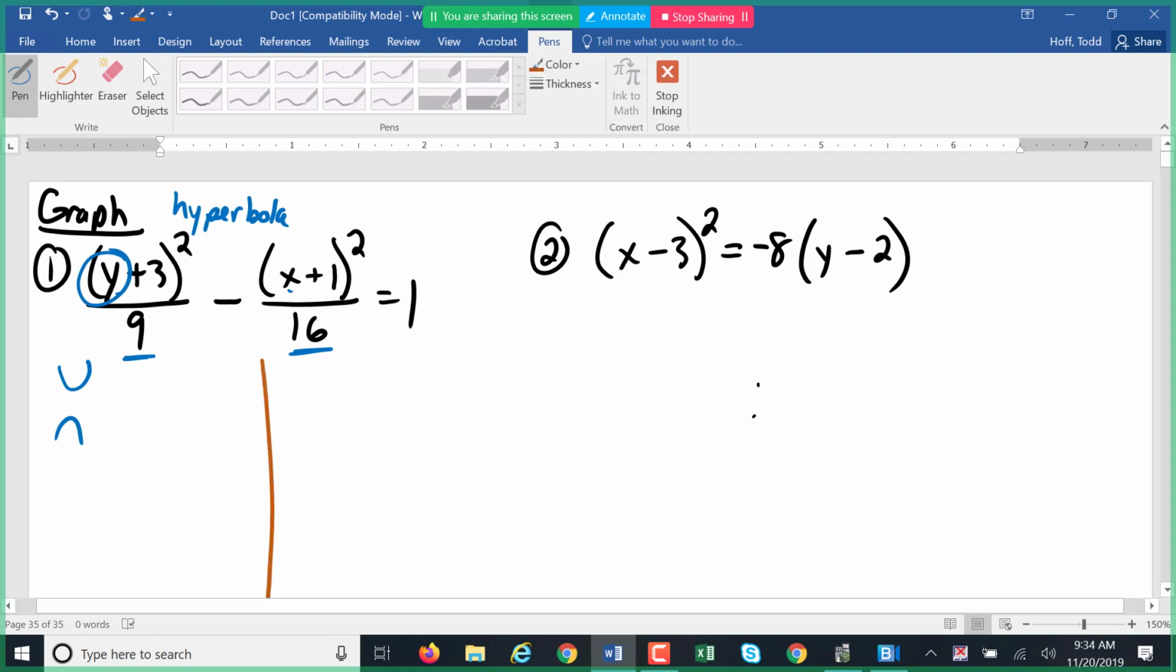So let's find the center of this. The center is still going to go off of the x and y. So x plus 1, remember it's always x minus the x coordinate of the center. So x plus 1, we have to think of that as x minus a negative 1. So that puts us at negative 1. Y plus 3, again, think of that as y minus a negative 3. So that puts us at negative 3 for the y coordinate. So there's our center at negative 1, negative 3.